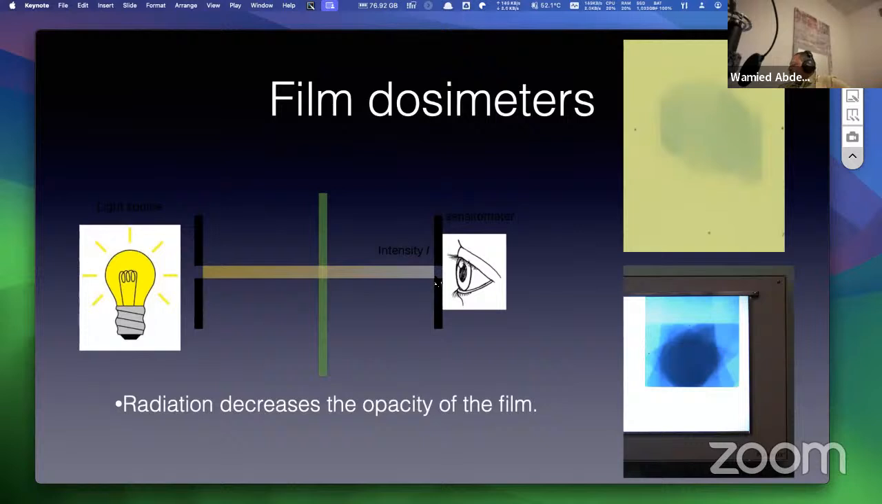After the film is irradiated, the opacity of the film is going to change. This means that more light is going to be attenuated in the film, and the intensity is going to drop. Since this intensity is a signal of the opacity, and the opacity is related to the dose deposited in the film, this now becomes a dosimeter.